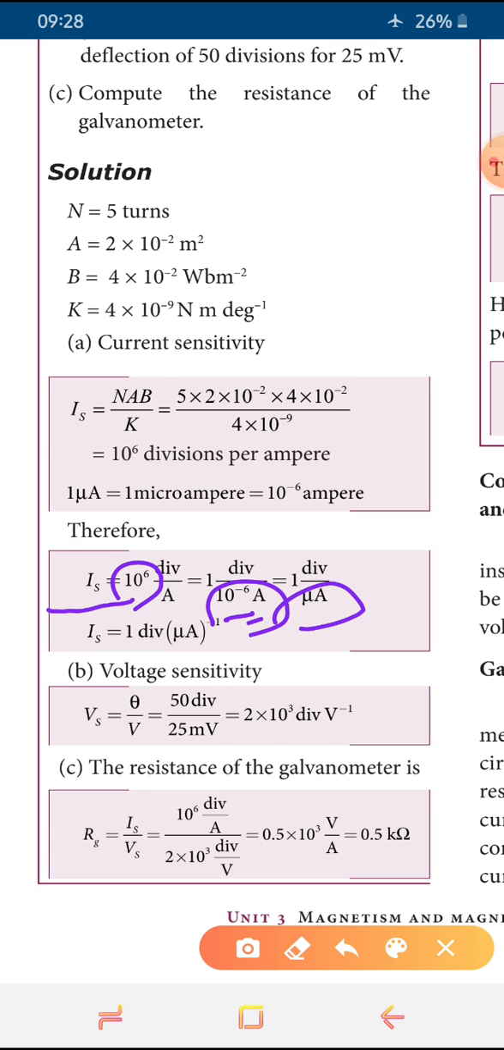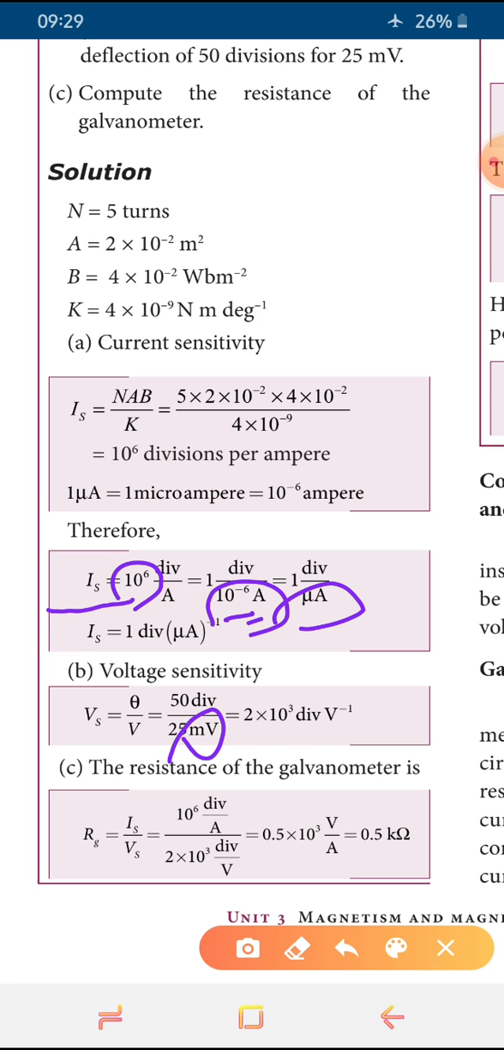Okay, and next is voltage sensitivity. This is direct substitution. We will get the answer directly. That is a formula from the previous topic. Vs is equal to theta divided by V, that is 50 divided by 25 millivolts. And here 1 milli is what? 10 power minus 3. So 25 into 10 power minus 3 we substitute. That 10 power minus 3 goes up. 50 by 25 is what? 2. Then 2 into 10 to the power 3 division per volt. This is the answer for voltage sensitivity.